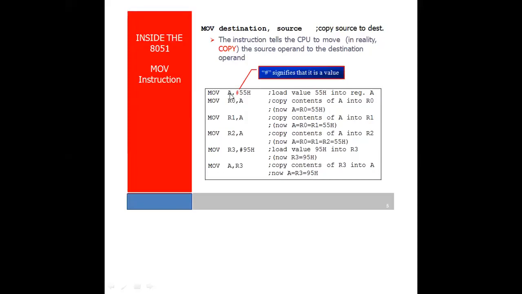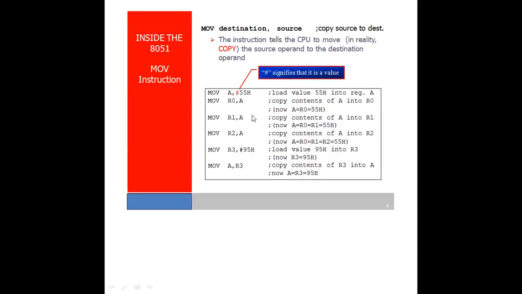But there is no such MVI instruction to specify the immediate data, as in the case of the 8085 microprocessor. So all the instructions will be MOV, whether it is direct data, or data coming from any address or any register. All the instructions will be the MOV instruction. Like the second instruction, MOV R0, A, MOV R1, A, that means from the accumulator, we can copy the content to any register R0, R1, R2. All these registers like R0, R1 and R2 come from the bank and are under the RAM memory location, which is specified by the manufacturer.